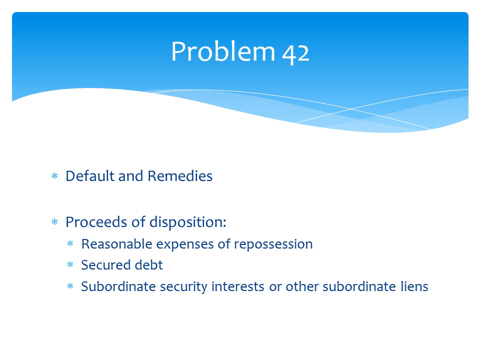First of all, the reasonable expenses of repossession by the creditor must be paid. The secured debt, which is the debt held by the creditor, must be paid. And then any subordinate security interest or other subordinate liens will be paid. So that's the order in which proceeds will be dispersed. So for the items in question, answer C is correct.